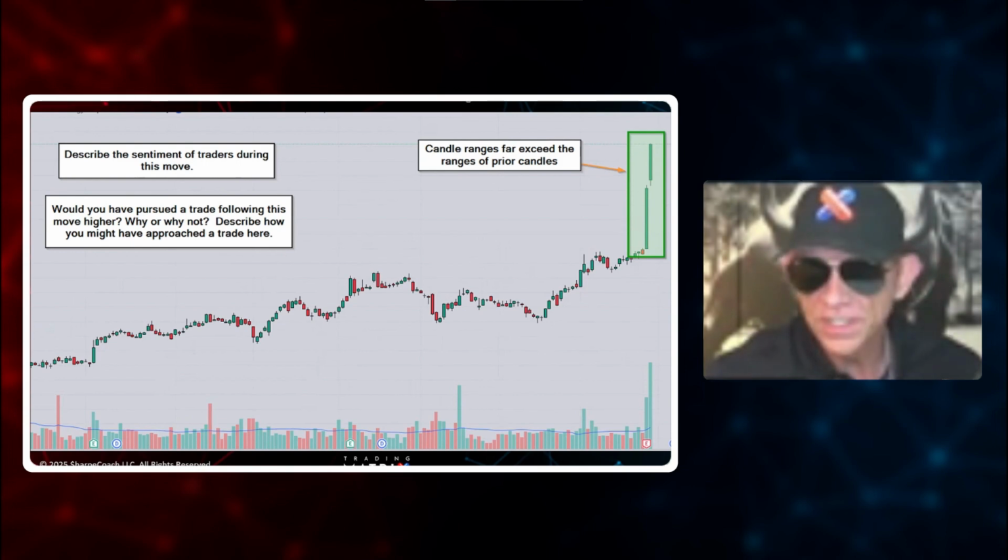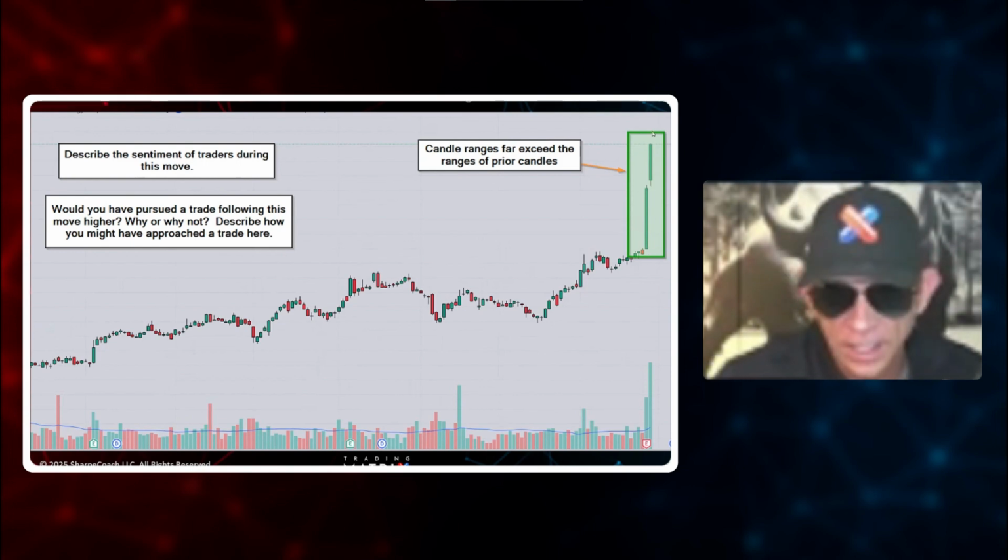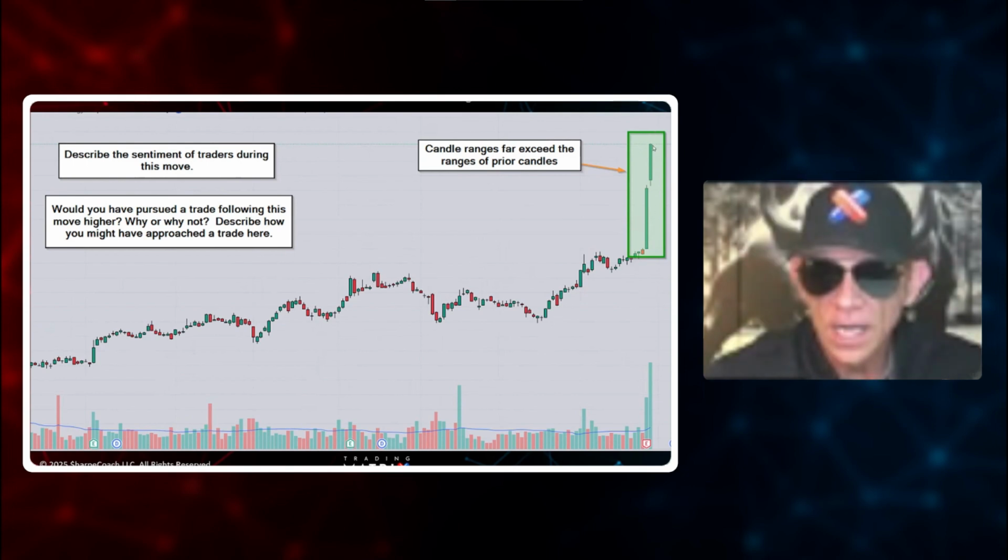So here what we see is a market with a huge candle up and another candle up. So what's going on in these big up candles, and would you be a buyer in here?